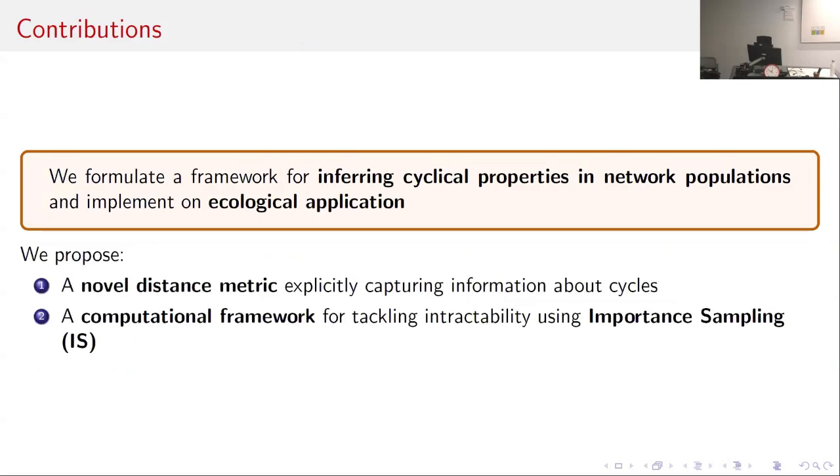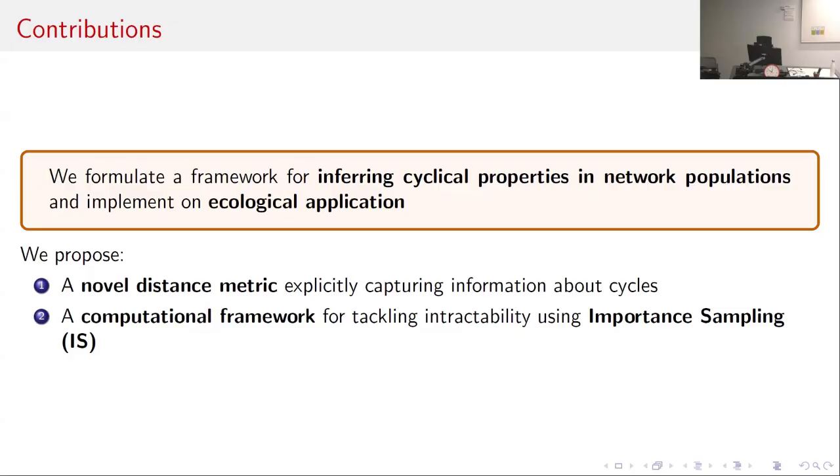So what we propose is a novel distance metric. We propose a new distance metric that explicitly accounts for cycles. And the second proposal here is a new computational framework for the SNF model to deal with the intractability issue using importance sampling.